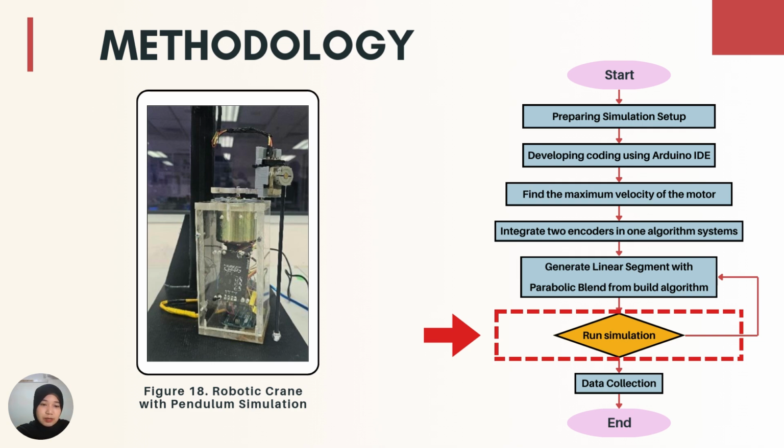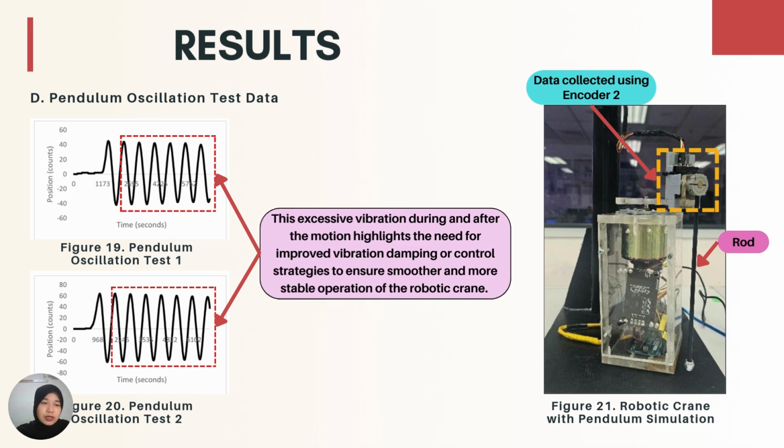Next, we run the simulation using the robotic crane with pendulum simulations. This is the pendulum oscillation test data that we collected using the encoder tool. These excessive vibrations during and after the motion highlight the need for improved vibration damping or control strategies to ensure smoother and more stable operation of the robotic crane.